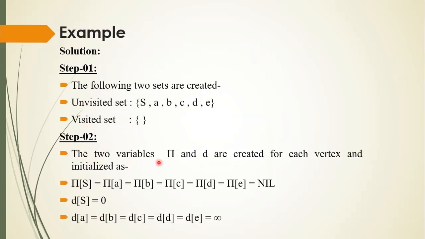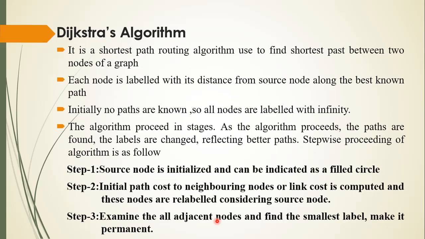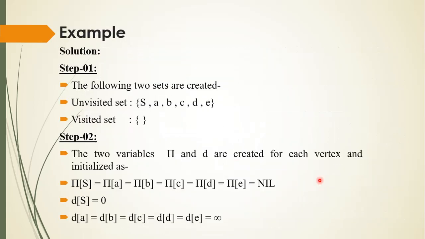Now in step 2, the two variables pi and D are created for each vertex and they are initialized as follows. pi S equals pi A equals pi B equals pi C equals pi D equals pi E, all are nil. Now for the distance: our source is S, so D of S is equal to 0, and all other vertices have a distance of infinity. So initially S has 0 and A, B, C, D, E have infinity. This is step 1 and step 2.